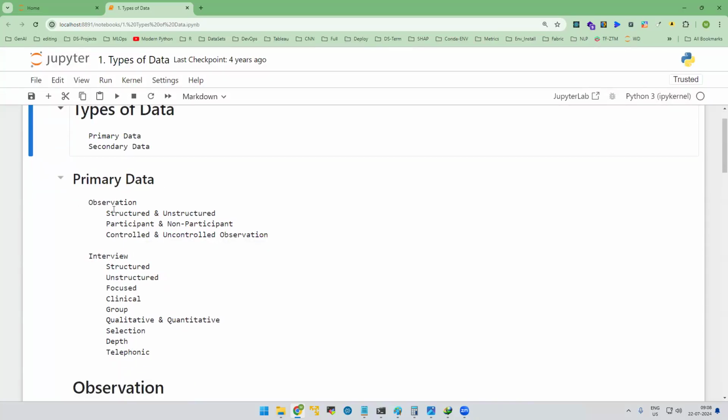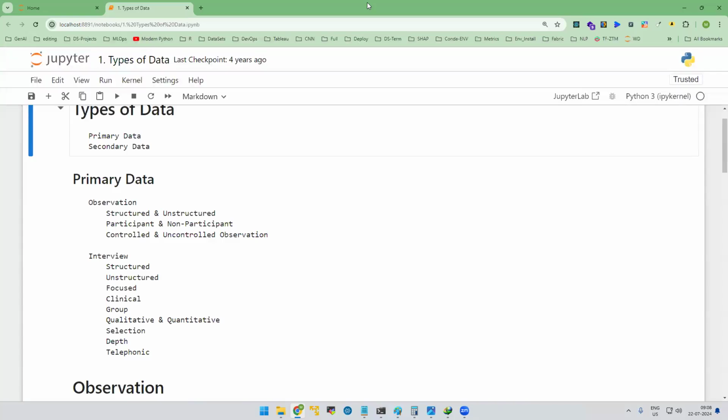Under primary data, you can see there are a few categories: observation and interview. Observation is basically where you are not directly involved, but you observe from a distance or as a third person. For example, you are from a sports analytics firm and the manager sent you to watch a cricket match and collect the data. You sit as part of the audience, watch the match, and collect it.